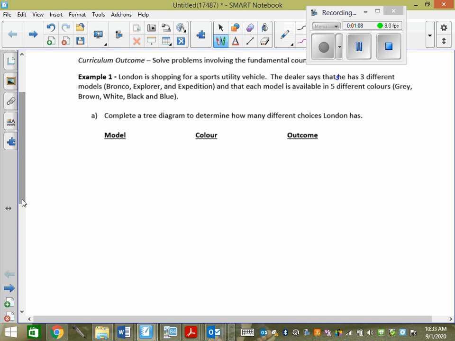So when you go to put the model down, please leave spaces between the words. If you don't, you're going to be erasing and redoing because you're going to need spaces to make branches off of it. Okay? So we have Bronco, Explorer, and Expedition.